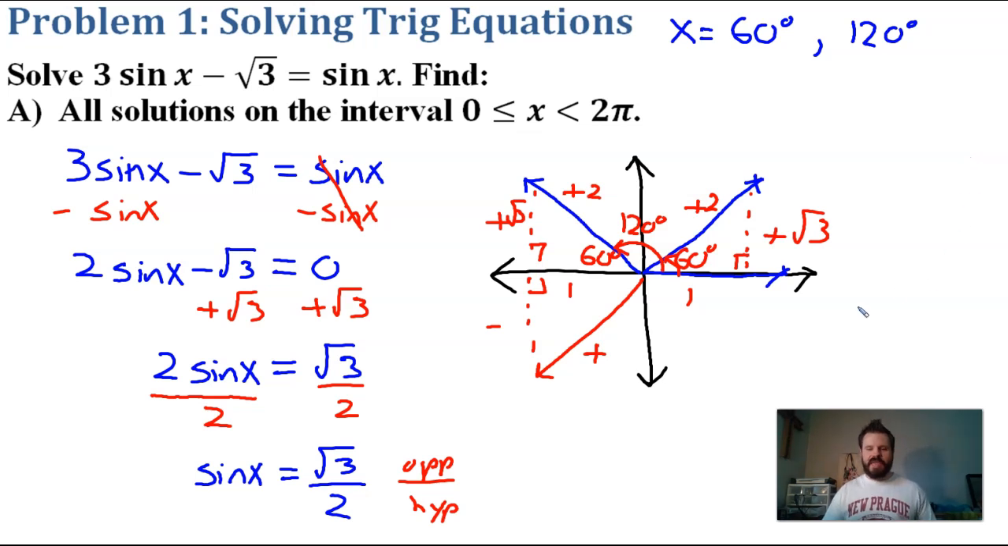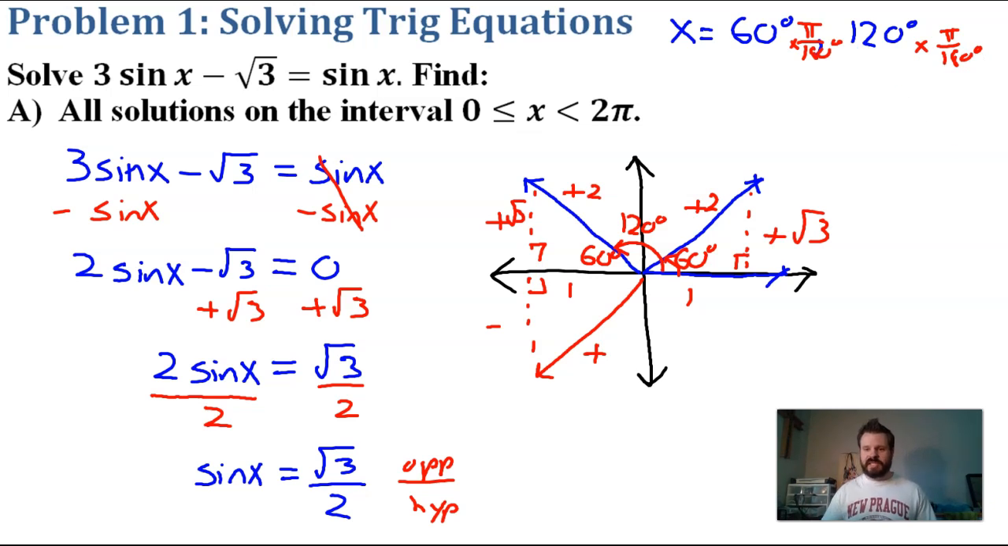Okay, and that's all the solutions between 0 and 2 pi. In other words, all the solutions within one wrap around the coordinate system. Now I want my solutions between 0 and 2 pi, in other words, I want them in terms of radians. So I'm just going to take each of these and multiply them by pi over 180.